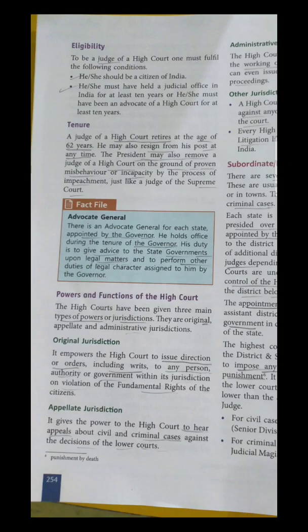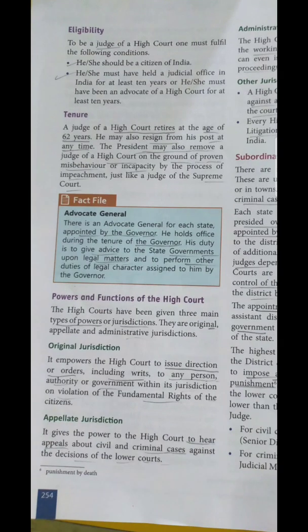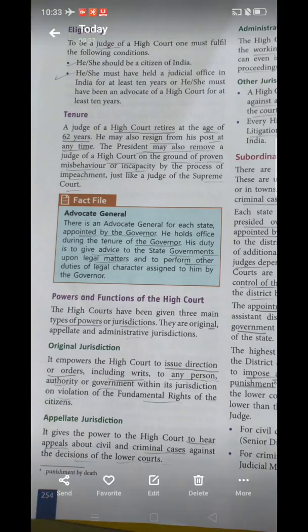Okay, so moving further, if the President wants to remove the judge from the post, the impeachment procedure is also followed there. Impeachment procedure, you all are aware that in the Parliament a voting is done, and when a 2/3 majority is present, the voting decides whether the judge will continue or be taken out from that particular court. And when the majority votes that the judge is not working properly or is working against the constitution, only then is the judge removed from the post.